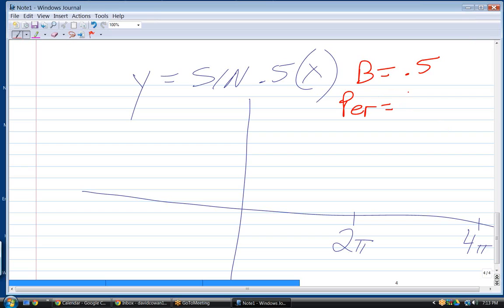I don't know what a period is. The period, I'll show you in a moment. The period is 2 pi over b, so it's 2 pi over 1/2, which is 4 pi. That means I have to draw my curve between 0 and 4 pi. So it's still going to go up to 1, still going to go down to -1, but now it's going to hit this point, this point, this point, and this point.